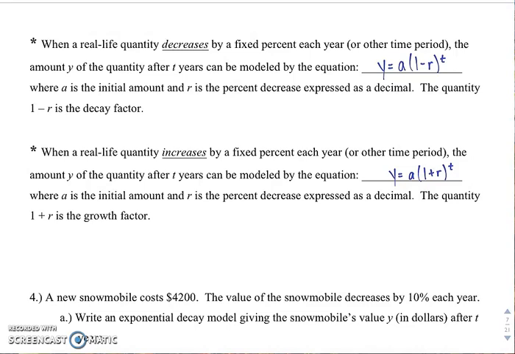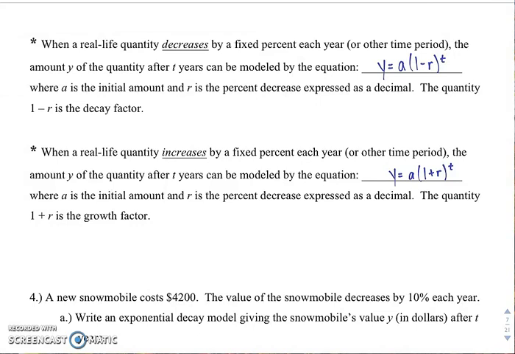So when we talk about real life quantities and not necessarily compounding money, we've got a different equation. When a real life quantity decreases by a fixed percent each year, so it's going down in value, the amount of the quantity after t years can be modeled by the equation y equals a times 1 minus r to the power of t.